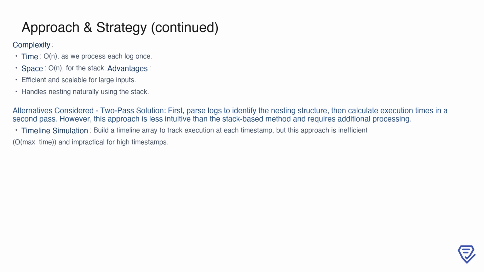One of its key advantages is how naturally it handles nesting. Each start and end log pushes and pops functions from the stack, ensuring we always focus on the current active function. While we did consider alternatives, such as a two-pass solution or timeline simulation, these were less efficient. The two-pass solution involves additional processing to analyze the nesting structure, and the timeline simulation requires creating a timeline array, which can be highly inefficient for large timestamps. In contrast, the stack-based approach provides a clean, intuitive solution that eliminates unnecessary computations.